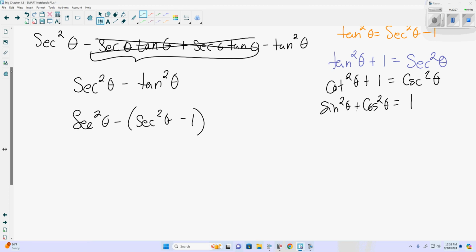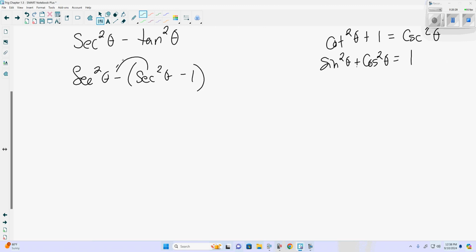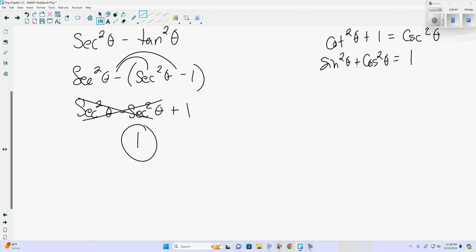Now let's see what happens. If I distribute the negative, we have secant squared of theta minus secant squared of theta, and our negative 1 makes it plus 1. Secant minus secant is 0, leaving us with 1. There's more than one way to prove these. It's just figuring out how we want to prove them to get there. Does that make sense?